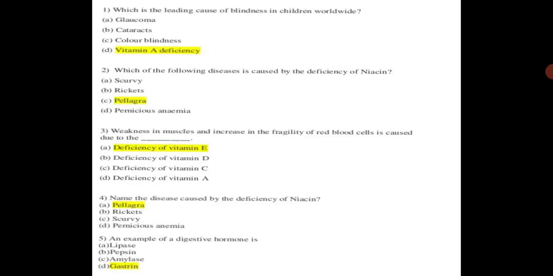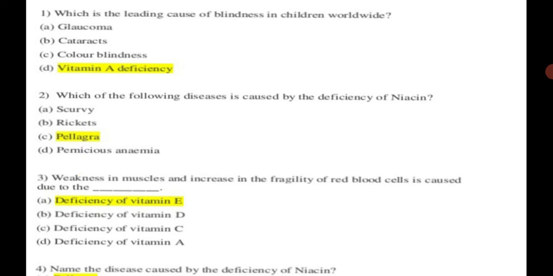Let's start. The first question: which is the leading cause of blindness in children worldwide? Four options are there. The correct answer is option D, that is vitamin A deficiency. The cause of blindness in children is a deficiency of vitamin A.